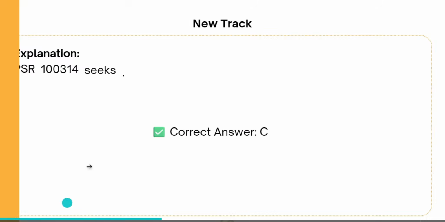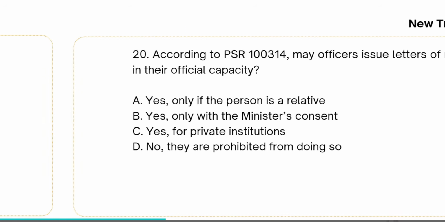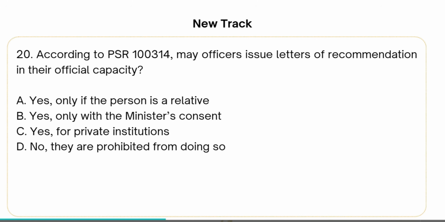The explanation says the PSR seeks to prevent illegal use or misuse of official letters of recommendation or character certificates by non-officials. Question number 20. According to PSR 1003, paragraph 14, many officers issue letters of recommendation in their official capacity. May officers issue letters of recommendation in their official capacity?